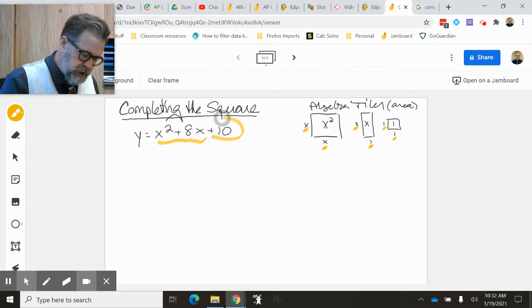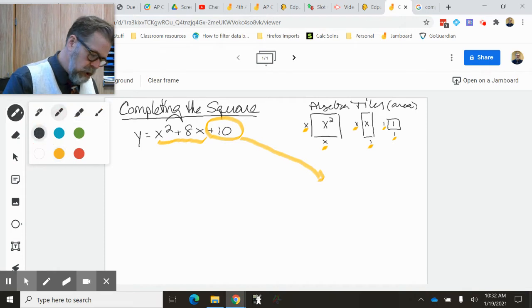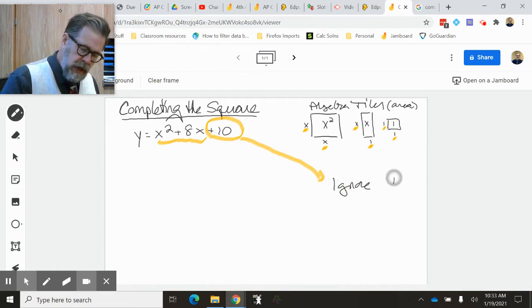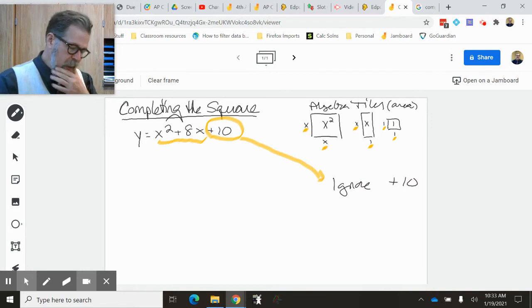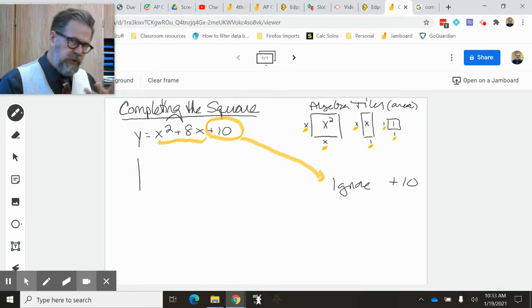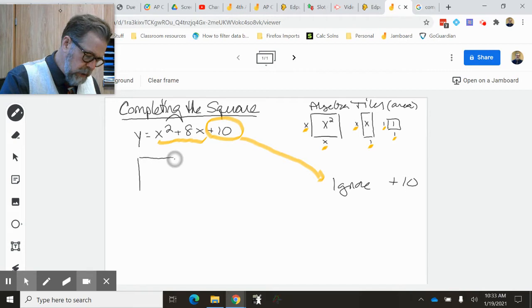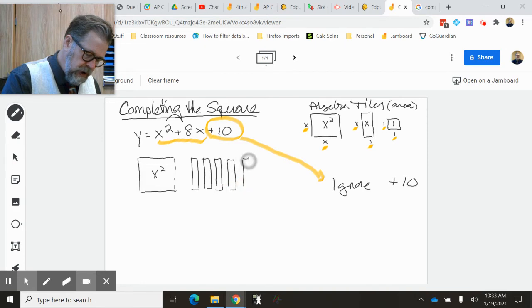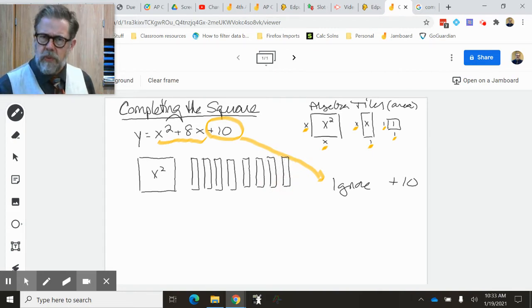Some books, some instructions will deal with this 10, but I'm going to completely ignore this plus 10, and set it off to the side. I'm just going to look at the x squared plus 8x. And what I want to do, and the reasons will become a little bit obvious later, is take my x squared and my 8x tiles. Be patient with me while I draw these out. 1, 2, 3, 4, 5, 6, 7, 8. And I want to try to build a square.